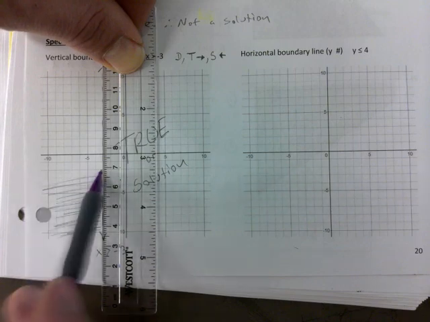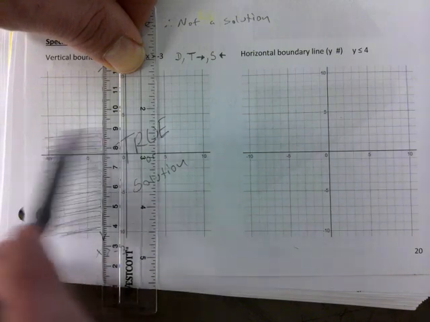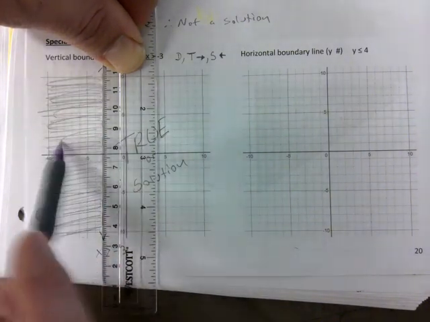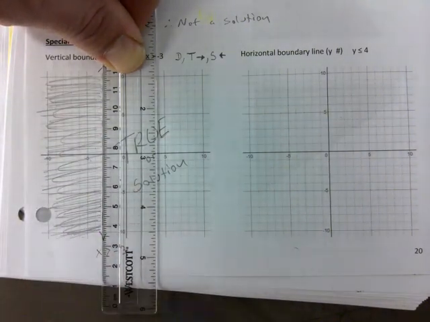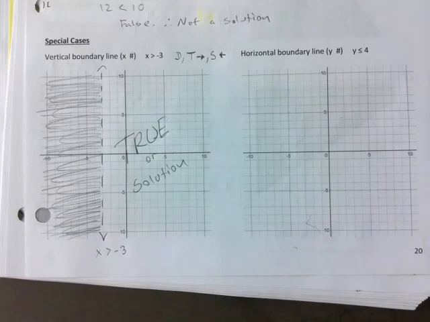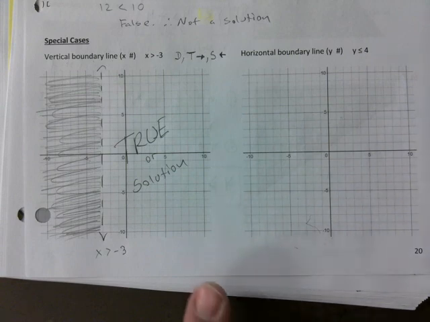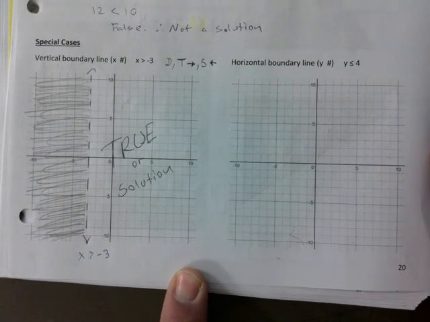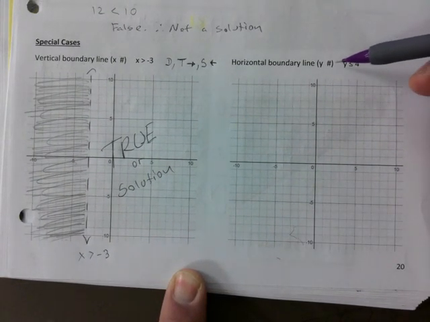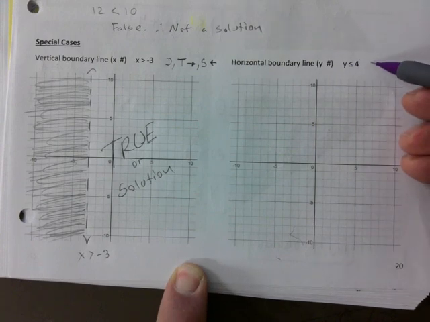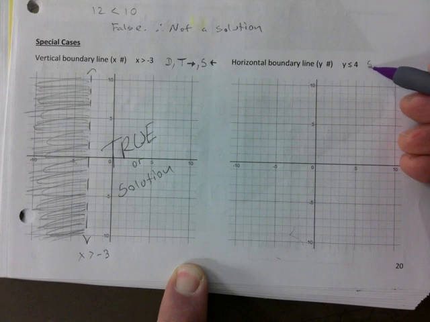So basically for us, if we use reverse shading, whatever isn't shaded is going to be the good region, right? The one we're going to draw our solutions from. A horizontal boundary line is when you just have y and a number. Y and a number. Here this is going to be a solid.